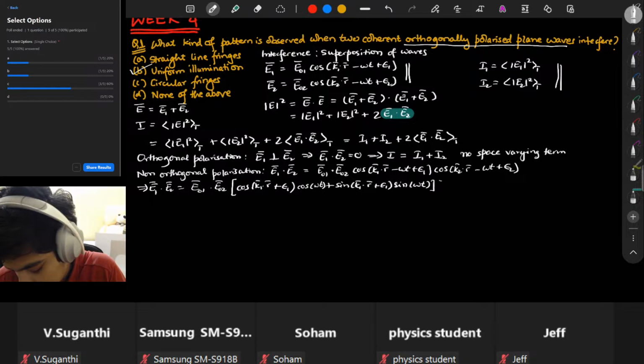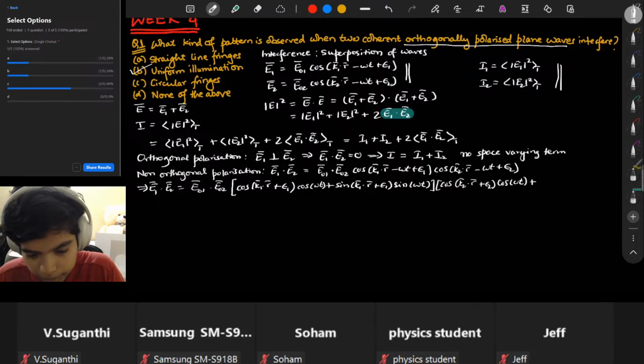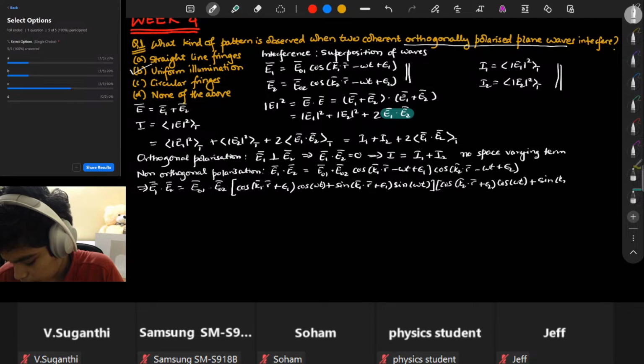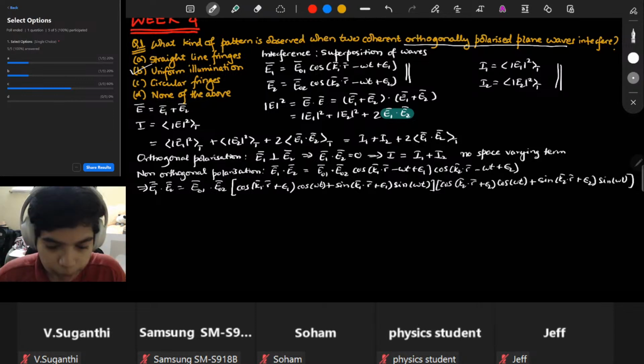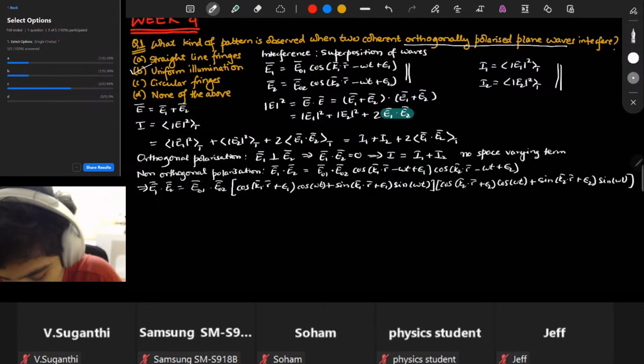Then we have the second term. This will be cos K2 dot R plus epsilon 2 cos omega t plus sine K2 dot R plus epsilon 2 into sine omega t. Okay, so this is just using basic trigonometry. Now we can further take some things common and multiply. Basically, we will multiply each of these terms and open up further.